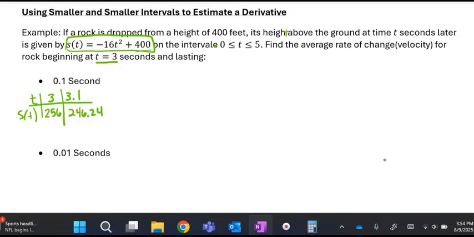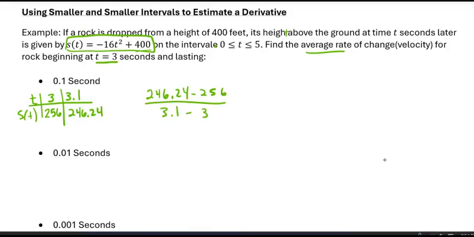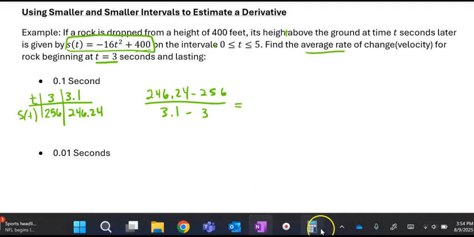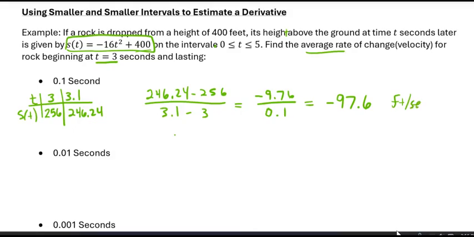What we want to do is find the average rate of change over those 2 points. Remember, the average rate of change is just the slope between these 2 points. So you do y2 minus y1 over x2 minus x1. Go ahead and evaluate that yourself. I have negative 97.6, and that would be feet per second. So that's the average rate of change from 3 seconds to 3.1 seconds. It's a very, very short interval.